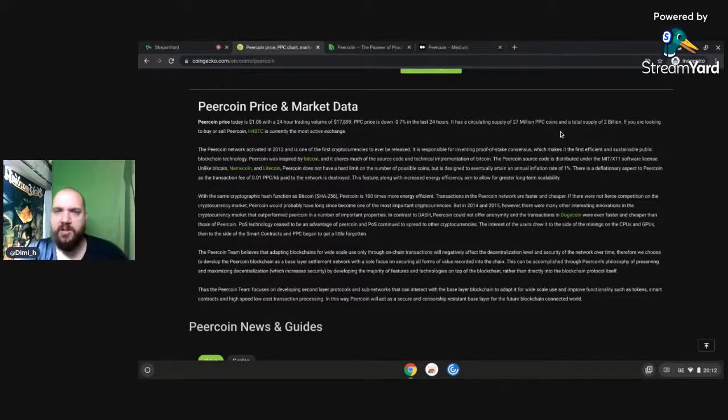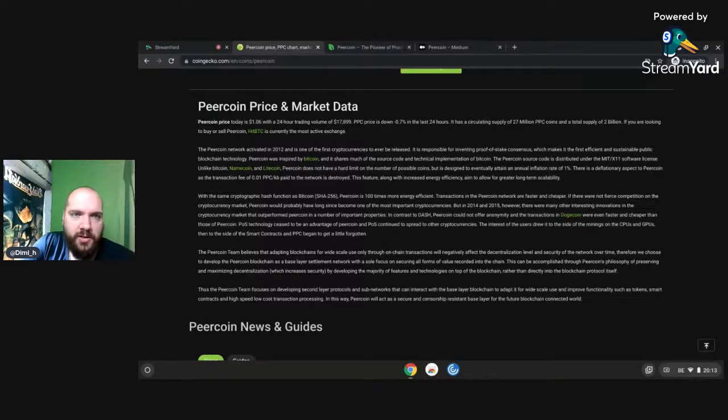Anyway, let's continue before I go off on a rant here. So proof-of-stake consensus makes it the first efficient and sustainable public blockchain technology. Yeah, proof-of-stake is less energy intensive when compared to a proof-of-work consensus protocol. So that's more or less true, but there are other things concerning proof-of-stake, but that's a discussion for elsewhere. Was inspired by Bitcoin. Much of the source code is shared, and technical implementations of it also. Is distributed on the MIT X11 software license.